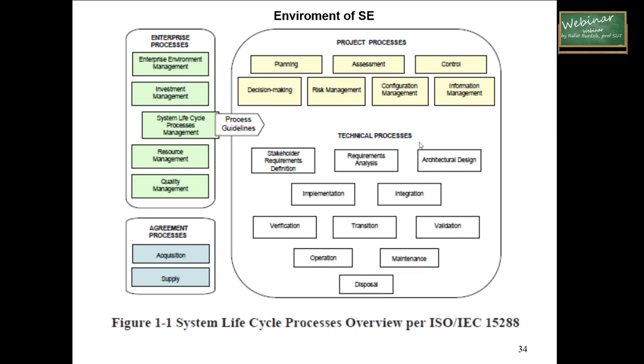And where can we locate system engineering? Probably in those areas which are the technical processes. We should consider the stakeholder requirements, requirements analysis, architecture, design, implementation, integration, verification, transition, validation, operation, maintenance, and disposal. So these are the technical stages of the system life cycle, and system engineering has to cover all those operations, but taking into consideration the interactions with the other environments of our system, which are the project processes, environment processes, enterprise processes, and agreement processes. So as you can see, it is a complex environment of system engineering, and you have to be sure that everything is working together well.